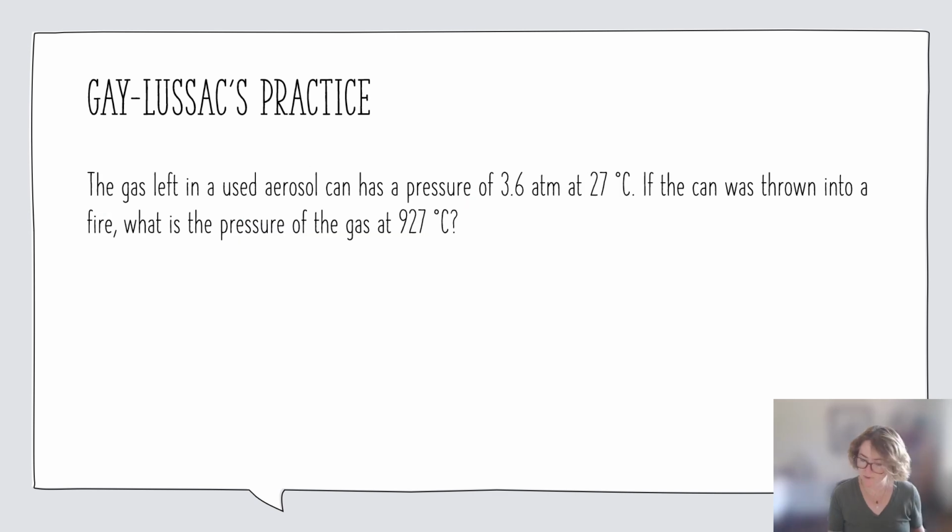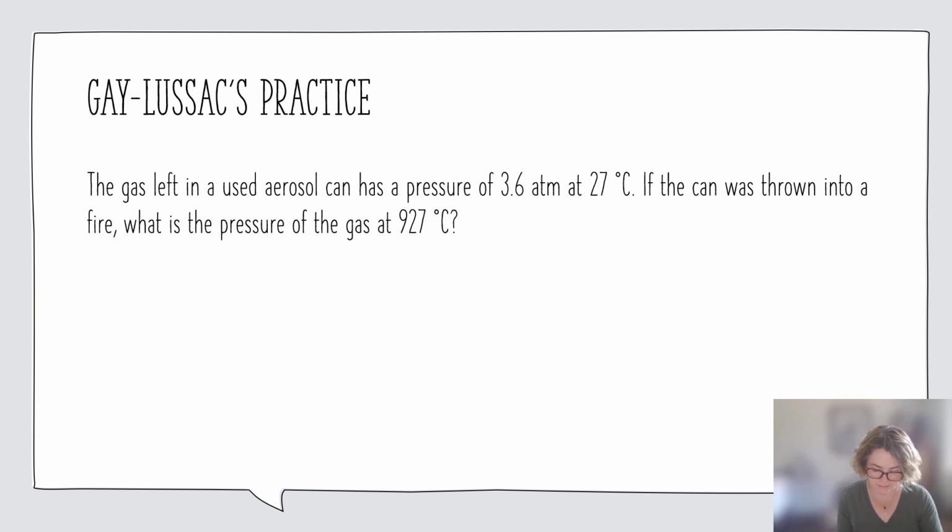We're going to do an example of Gay-Lussac's law. We'll go ahead and read it and then identify all the pieces. So the gas left in a used aerosol can has a pressure of 3.6 atmospheres at 27 degrees Celsius. If the can was thrown into a fire, which is a terrible idea, don't ever do that, what is the pressure of the gas at 927 degrees Celsius?